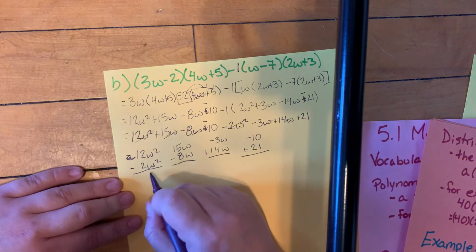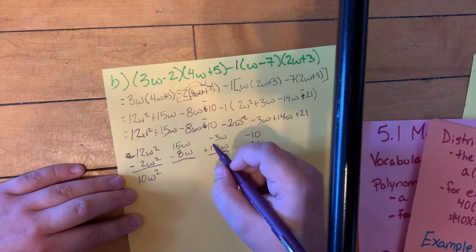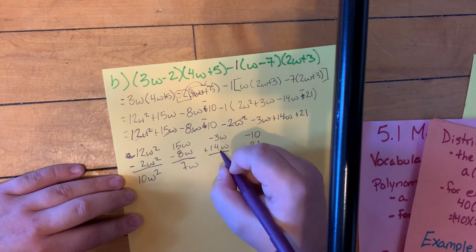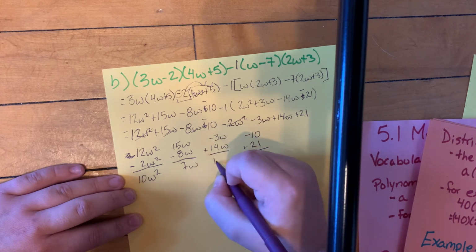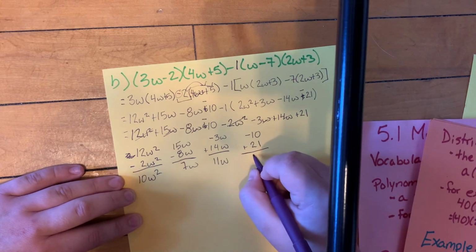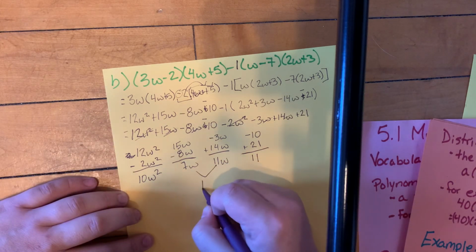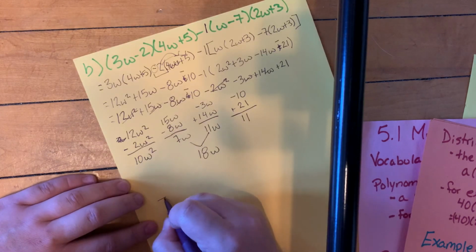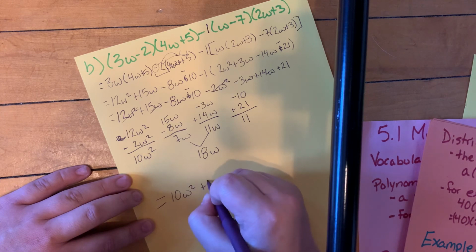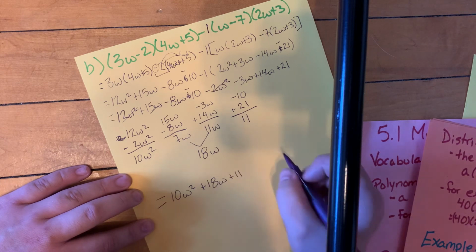So now with my w squareds, I have 12 take away 2. That leaves us with 10w squared. 15 take away 8 is 7w. 14 take away 3 is 11w. And 21 take away 10 is 11. So now what I'm going to do is just combine these two, which gives us 18w. So our answer will be 10w squared plus 18w. We're adding because this is positive, plus 11. And that would be your answer.